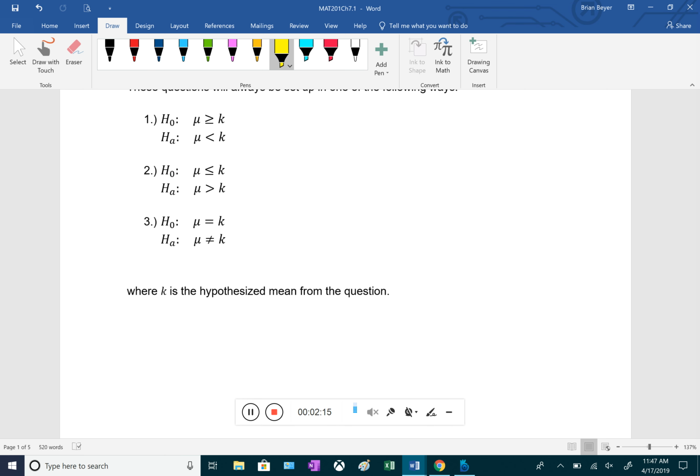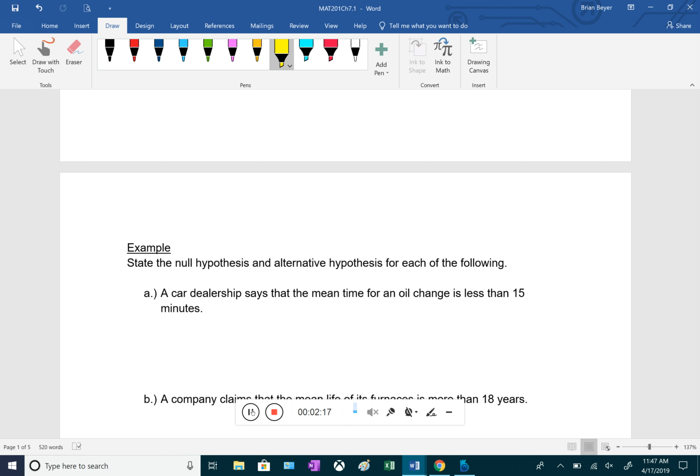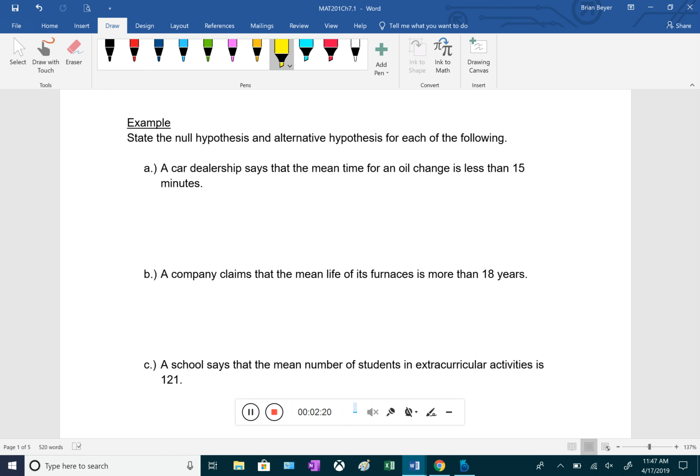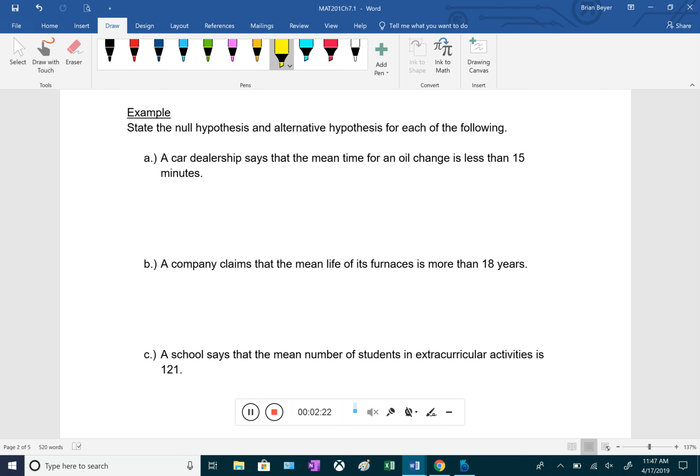Okay, so we'll see what this means in these next examples. Let's state the null hypothesis and the alternative hypothesis for each one of these examples. The first one says a car dealership says the mean time for an oil change is less than 15 minutes. What I like to do here is first go over to the claim. The claim says the mean is less than 15. So using our notation, we would say mu is less than 15.